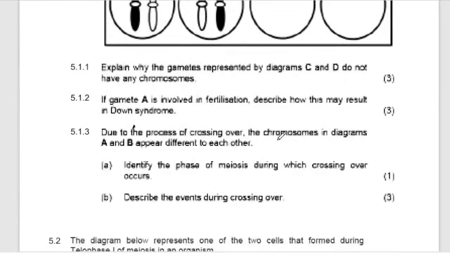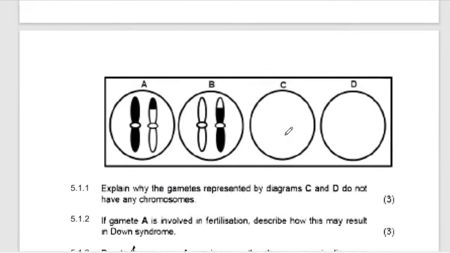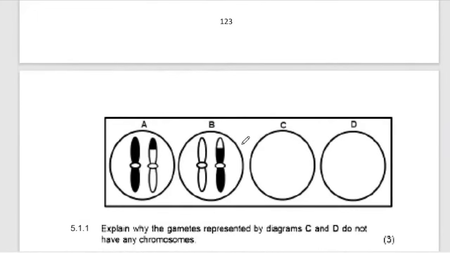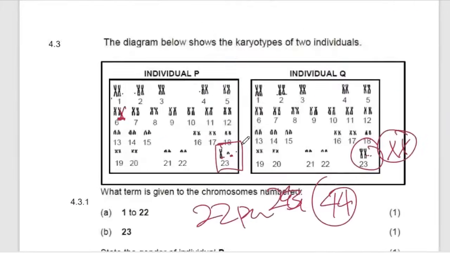Non-disjunction. You see this? This is a non-disjunction question. When they ask you which phase it is, it is anaphase. It could be anaphase 1 or anaphase 2, but looking at the diagram, you can identify whether it's anaphase 1 or anaphase 2.